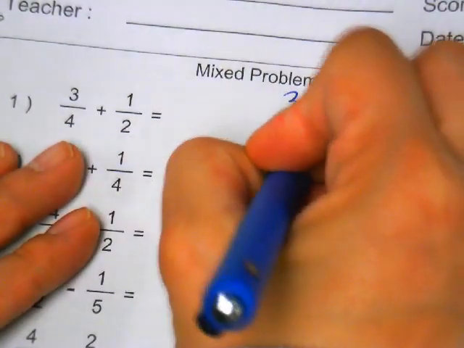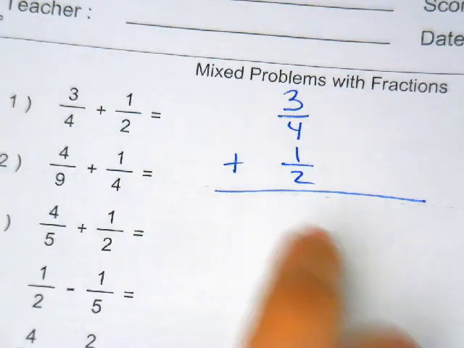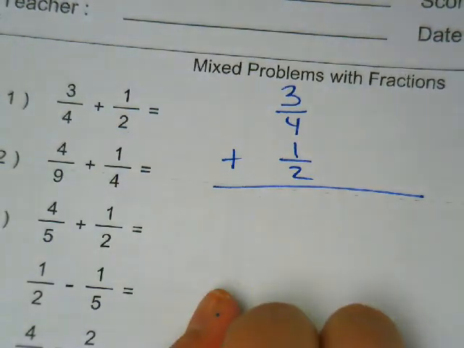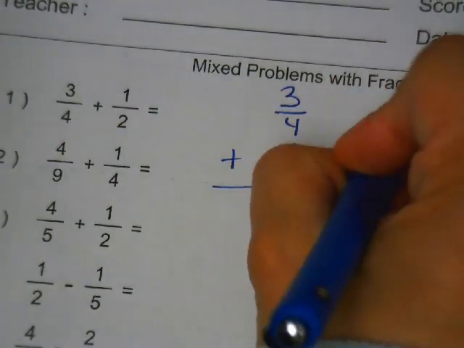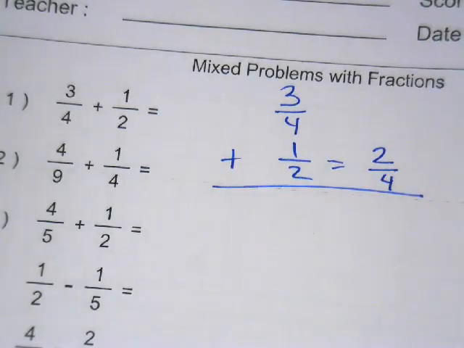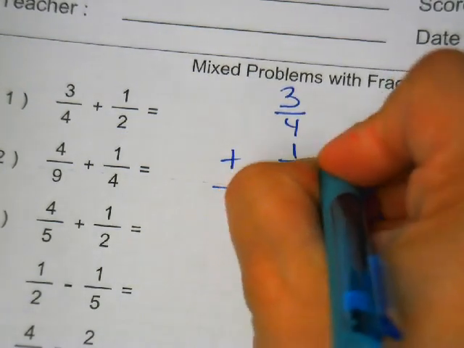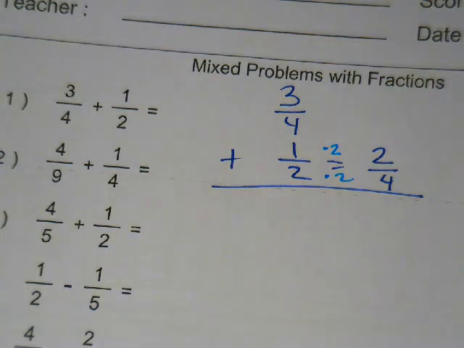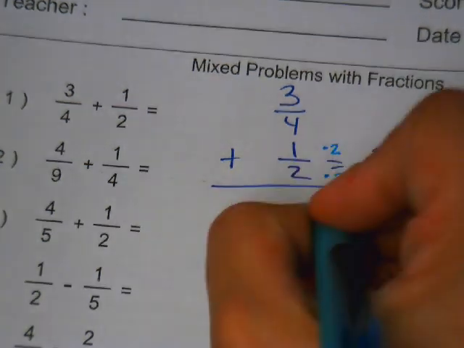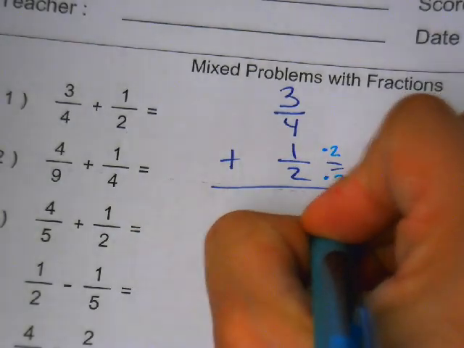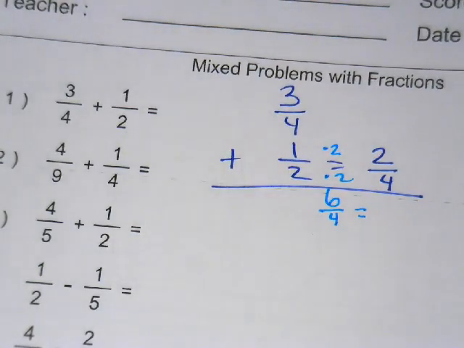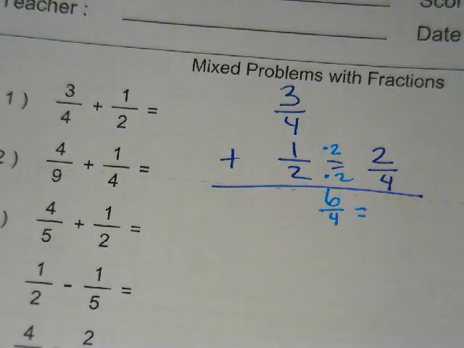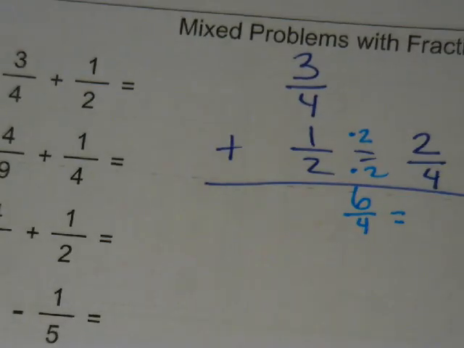3/4 plus 1/2. What does the 1/2 turn into? 2/4. We're going to multiply this by 2, multiply this by 2. Common denominators. So what is this equal to? 6/4, which is equal to what? As an improper, but a simplified improper. What is 6/4 equal?